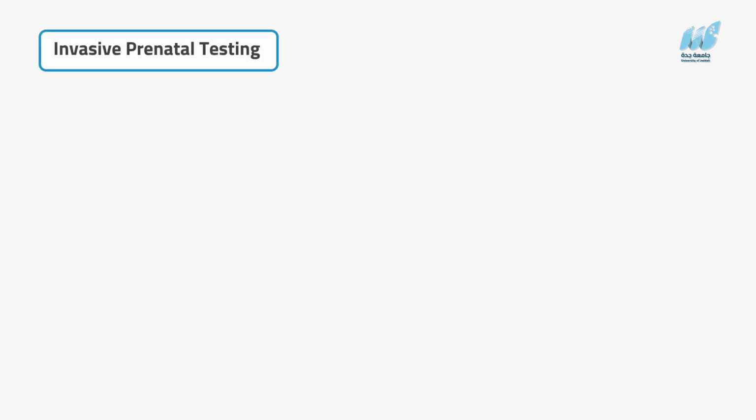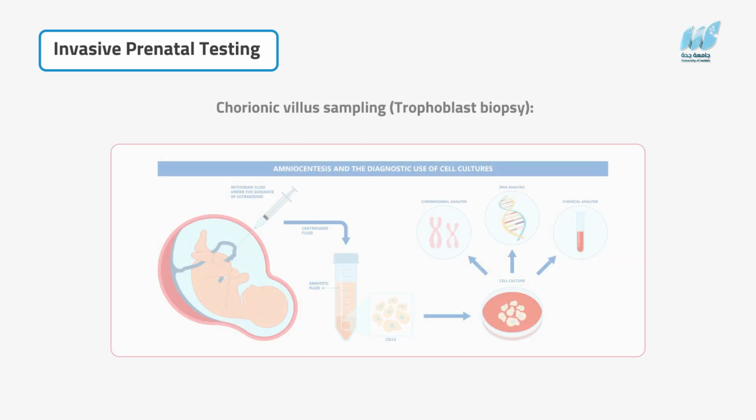In invasive prenatal testing, we have 2 major techniques. First of them, the trophoblast biopsy. Chorionic villus sampling is a part of prenatal testing, in which a sample of the chorionic villi is removed from the placenta. The sample can be taken through the cervix or the abdominal wall, using a trans-abdominal ultrasound-guided technique.